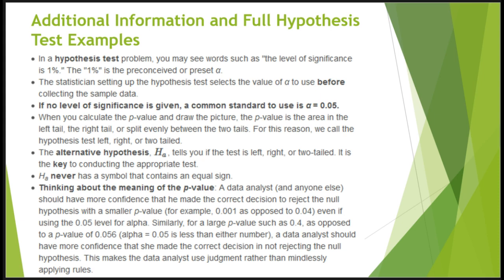A data analyst, or anyone else, it could be us, should have more confidence that he made the correct decision to reject the null hypothesis with a smaller p-value, for example 0.001, as opposed to 0.04, even if using the 0.05 level for alpha. Similarly, for a large p-value such as 0.4 as opposed to a p-value of 0.056, where alpha is less than either of those numbers, a data analyst should have more confidence that he or she made the correct decision in not rejecting the null hypothesis. This makes the data analyst use judgment rather than mindlessly applying rules.